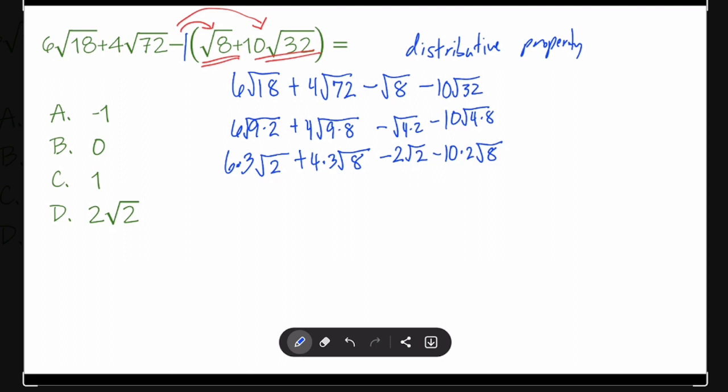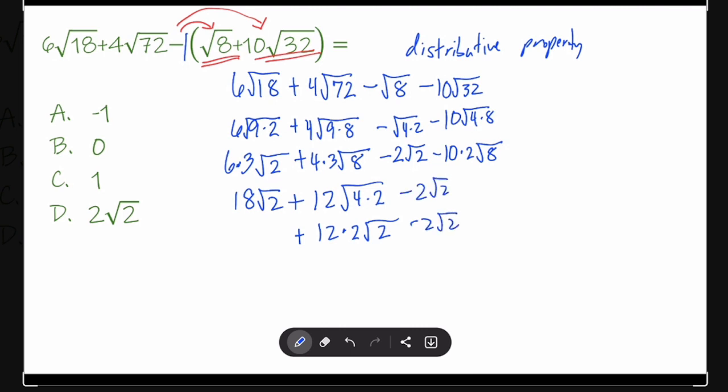So 6 times 3 is 18. Now how about this? The 8 can still be separated. So 4 times 3 is 12, by the way. So 8 can be separated as 4 times 2. We do that because 4 is a perfect square. We can take the square root of 4. So it will become 12 times 2, since the square root of 4 is 2. And then what's left inside is 2. And then the minus 2 square root of 2, we'll just copy it in here.